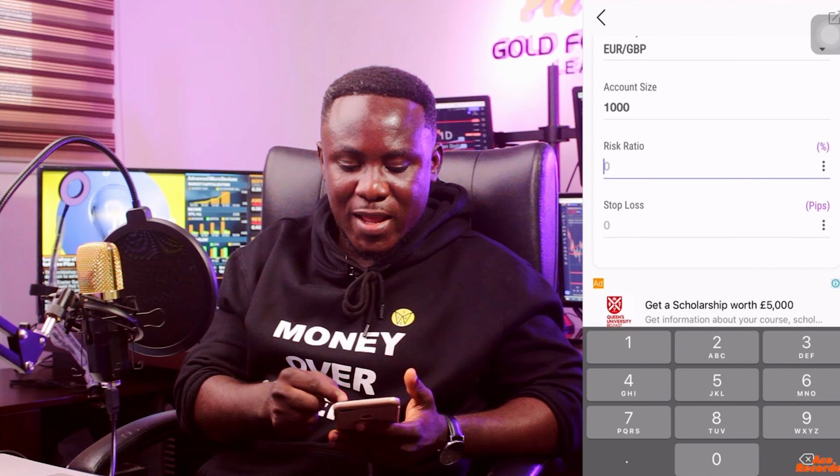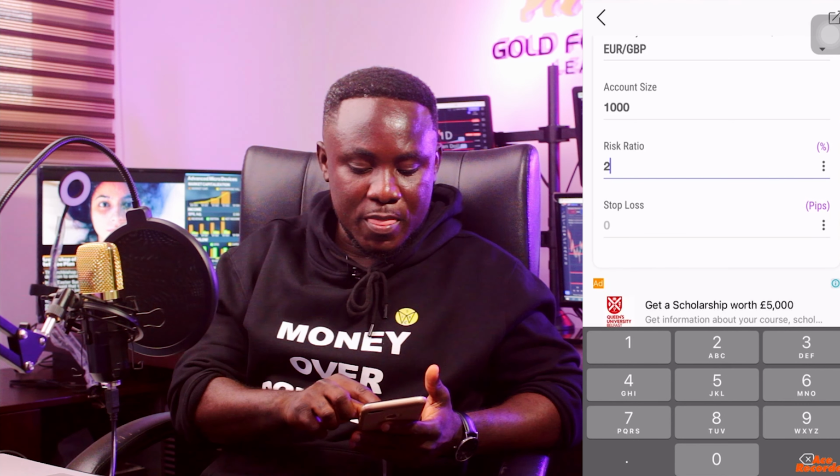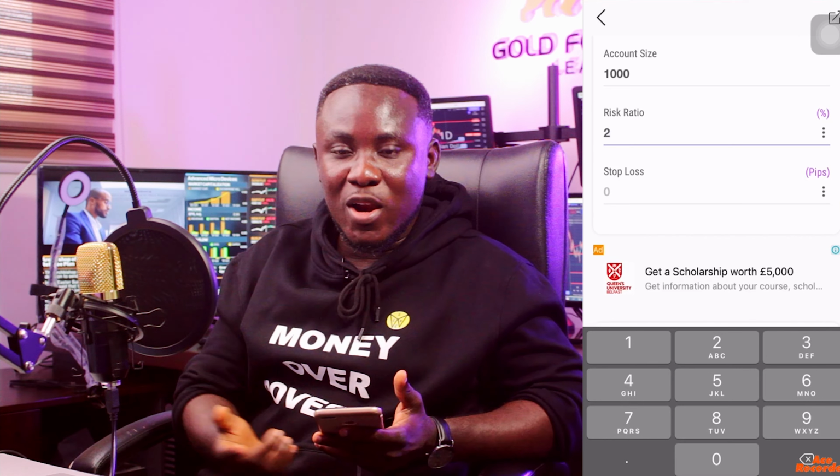So we'll click on the three dots over here. We chose percentage, so we'll put in 2. That means that we are risking 2% on this trade, which is the euro pound trade. Now the next one, you see stop loss. Click on the three dots on the right. So you click on the three dots, pips and price will pop up. Choose price.